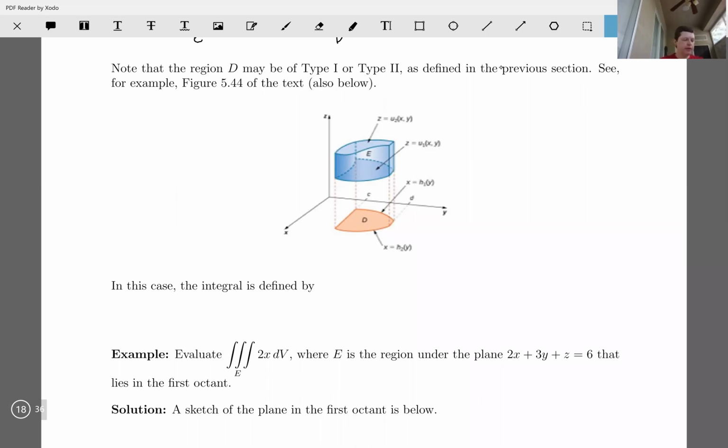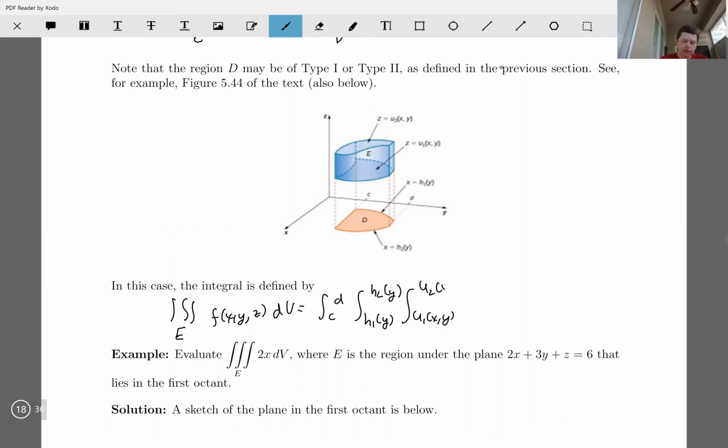And so in this case, our integral, for example, would be defined by the integral of f(x, y, z) dV: the integral from c to d, if we're looking at the region of the picture, the integral from h sub 1 of y to h sub 2 of y, and then the integral from u sub 1 of x, y to u sub 2 of x, y of our function f(x, y, z) dz dx dy.